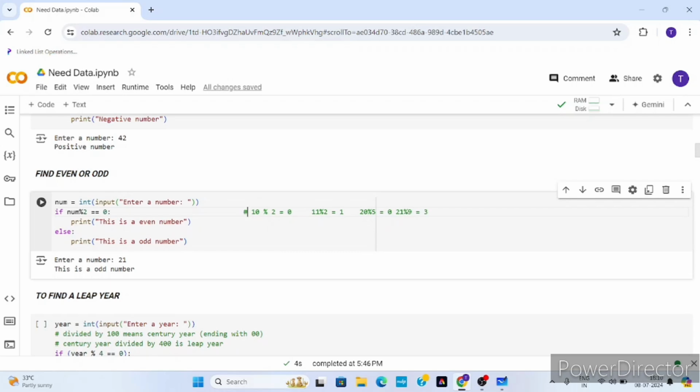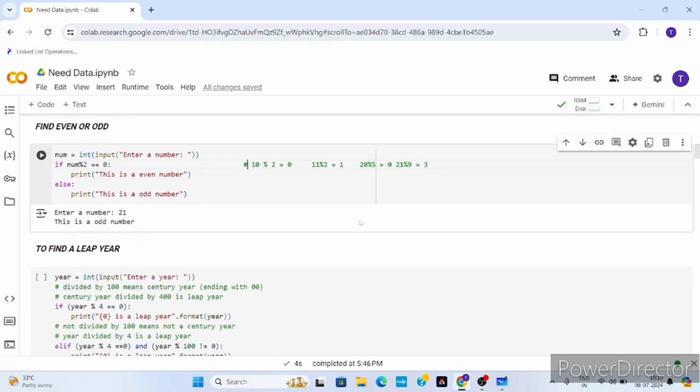If num percentage 2, if num mod 2 equal to 0, you can check all the even numbers will be divided by 2. So all the even numbers divided by 2, the remainder will always be 0. If the remainder is 0, I am just printing that number as an even number. That's it. There's no complex calculation. It's a simple calculation. If the number divided by 2 returns 0 as a remainder, it will be an even number. If it doesn't return the remainder value as 0, it will be an odd number. That's it.